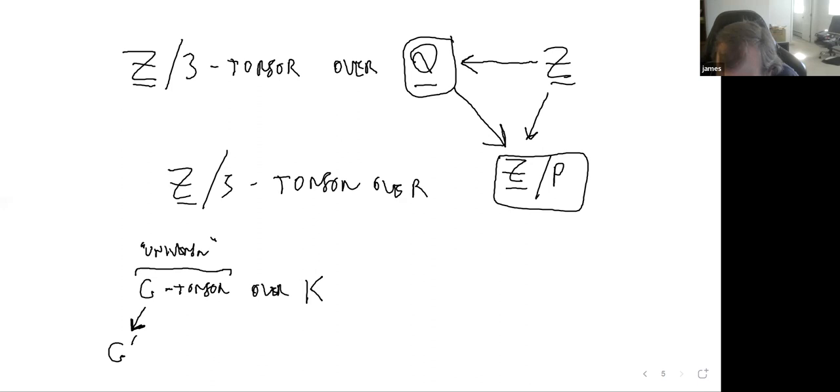So if we're both understanding each other sufficiently, then I think what we're saying is that to give a G prime torsor over K, you just have to give an element of G prime, and you call that the Frobenius element of G prime. And furthermore, you don't want to just classify them into a set of G prime torsors, but one thing you could do is make it into a groupoid of G prime torsors.